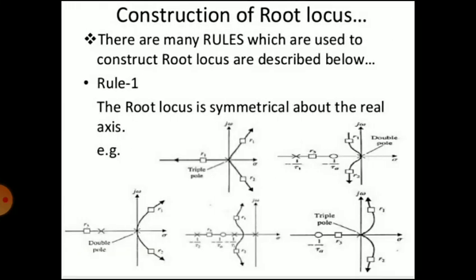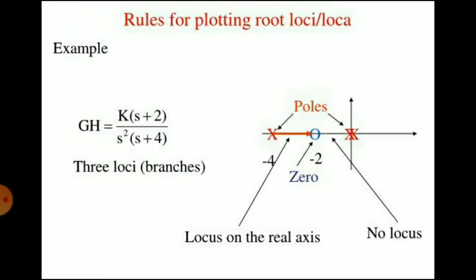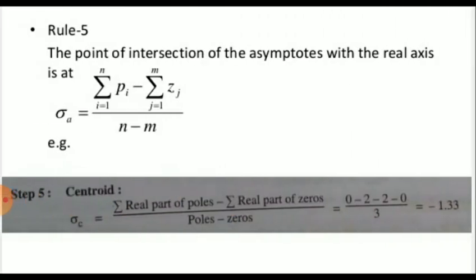This one has s plus 2, s minus 2. So you have to take the summation of poles minus the summation of zeros. The values of poles and zeros that you calculated in the first step, only those values we have to put in this formula, and you will get the centroid. So minus 1.33, that will be on the real axis.